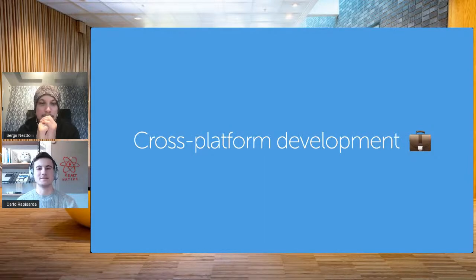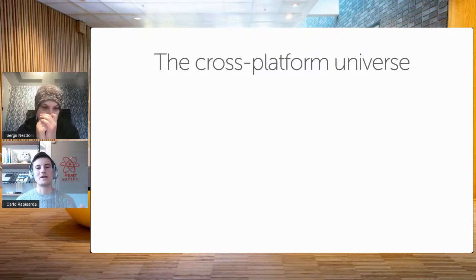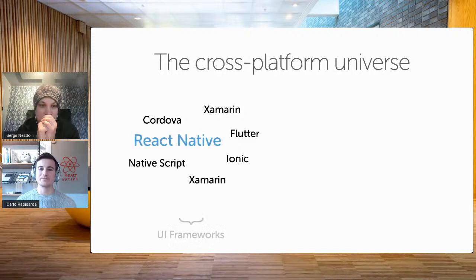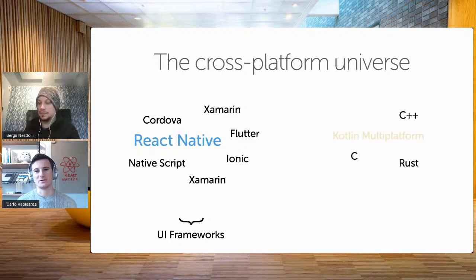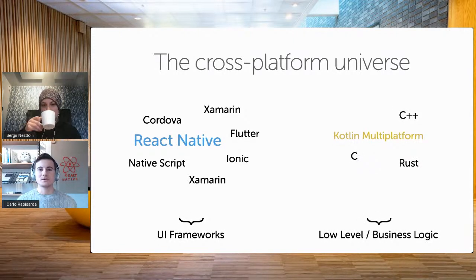So let's get started. We can divide the cross-platform universe into UI frameworks and low-level technologies, often low-level programming languages. You can use low-level technologies when you want to share business logic between different platforms. And I want to highlight Kotlin Multiplatform here because I think it's particularly interesting and we use it at Bontouch.